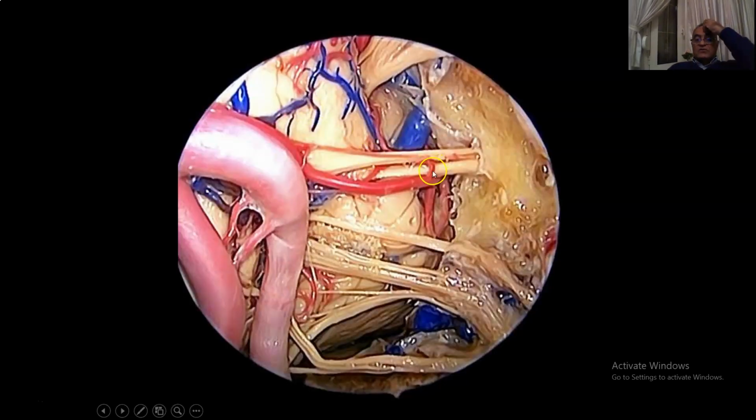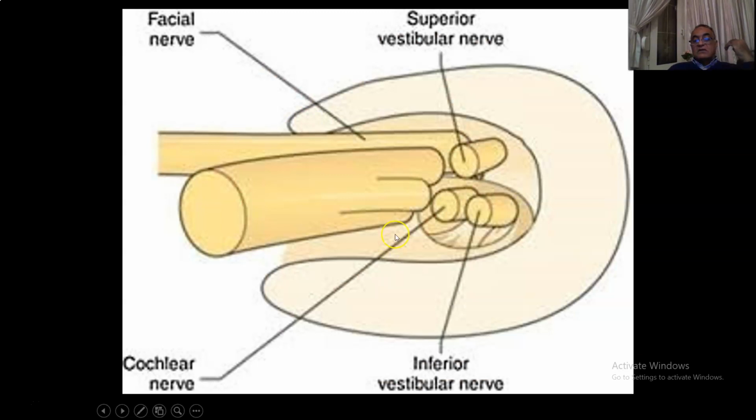This is an operative view, and you see here, up is the trigeminal, this is the right side, and here are the 7th and the 8th cranial nerves. Here, see the superior vestibular and inferior vestibular, hiding the 7th and the 8th, and the ICA with the internal auditory artery arising from the ICA, and here are the lower cranial nerves.